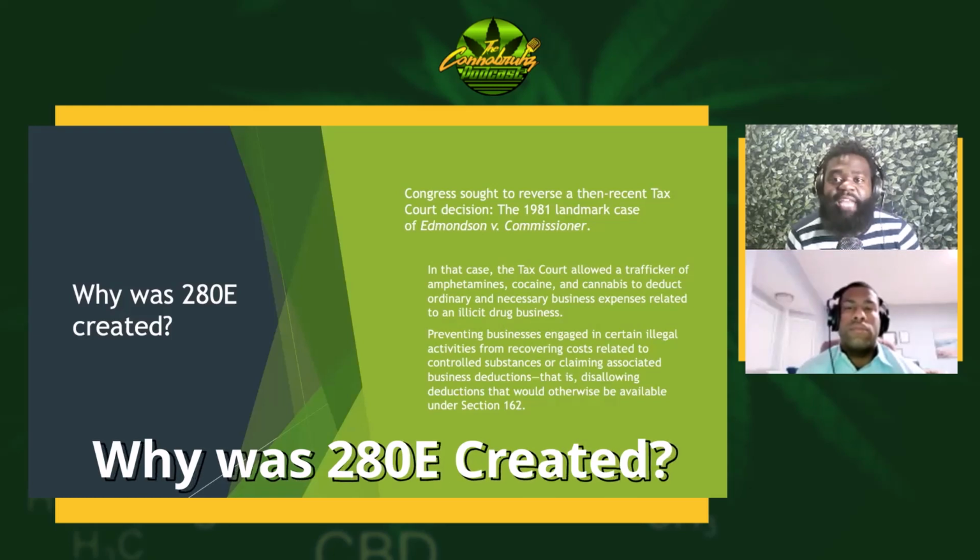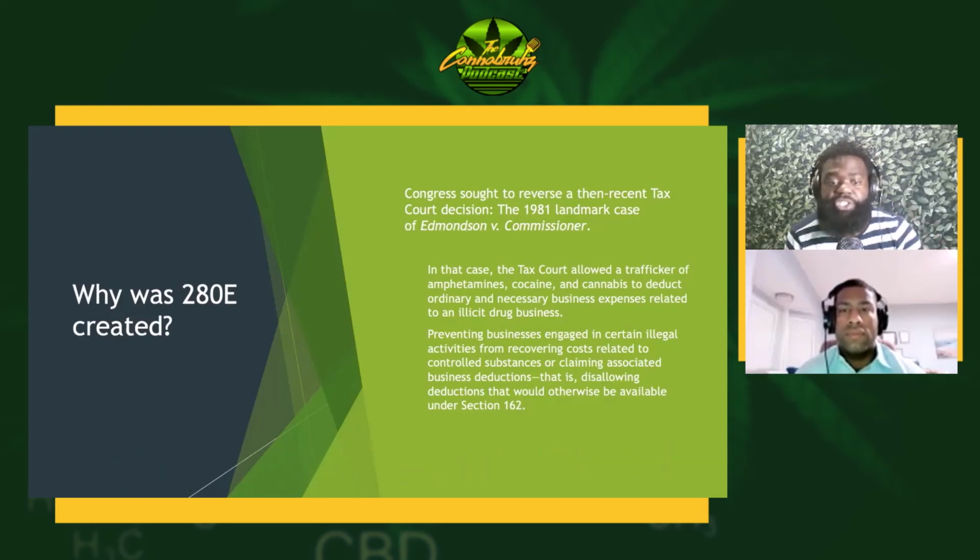This was in the 1981 landmark case of Edmondson versus Commissioner. Basically, in that case, there was a drug trafficker who had been trafficking some pretty serious Schedule 1 and Schedule 2 drugs, and wanted to deduct ordinary and necessary business expenses related to that drug business. So they were trying to prevent businesses engaged in certain illegal activities from recovering those costs and deductions. That would be disallowing deductions that would otherwise be available under Section 162.